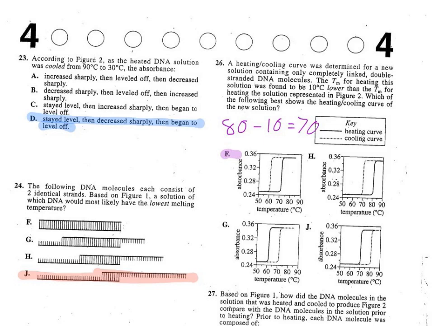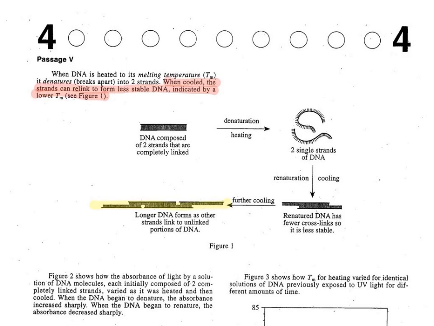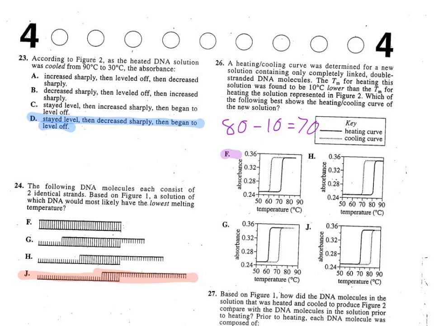Question 24 is asking us to predict which of the following DNA strands would most likely have the lowest melting temperature. To find this answer, we need to go back to the very beginning where they describe the experiment. They say when DNA is heated to its melting temperature, it denatures and breaks into two strands. When cooled, the strands can relink to form less stable DNA, indicated by a lower Tm. That means I'm going to want to choose the one that has been most denatured and most unlinked, the choice J.